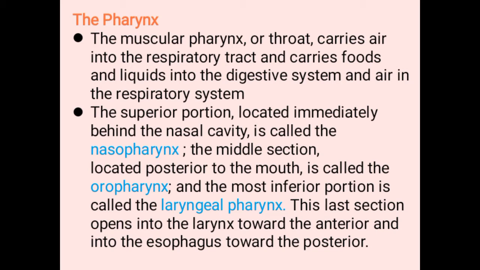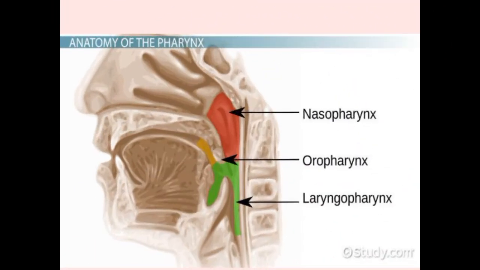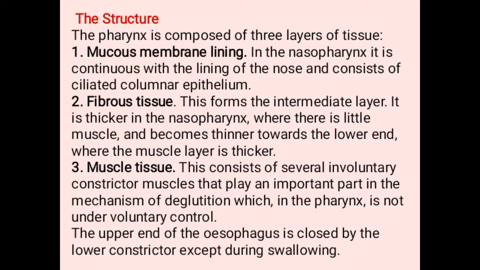So this is actually what we are talking about in this case. This is the demonstration that is showing these locations that we're talking about. So just from where the nasal cavity ends, we've got the nasopharynx, and we've got the oropharynx just behind the mouth, like it has been mentioned, and the laryngopharynx, which actually joins with the larynx. So now let's move on to see the structure of this pharynx.